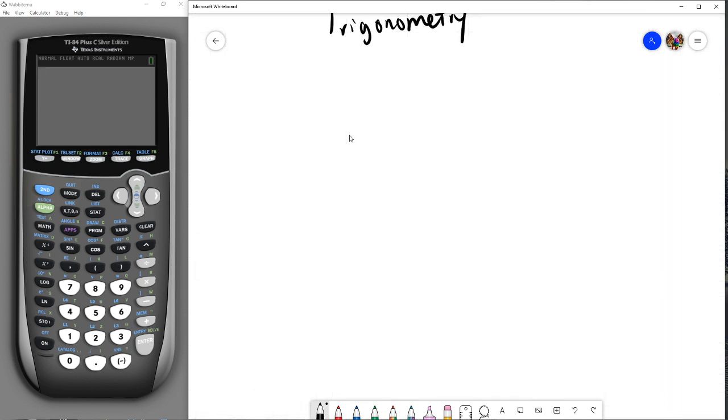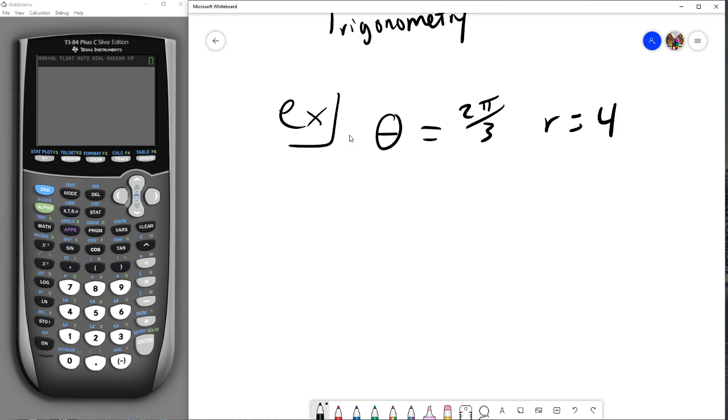Let's start with an example. If we're given an angle of 2 pi over 3, and we're told that the radius of our circle is equal to 4, then if we want to find what x and y equal, we can recall that x is going to equal r cosine theta, and y is going to equal r sine theta.